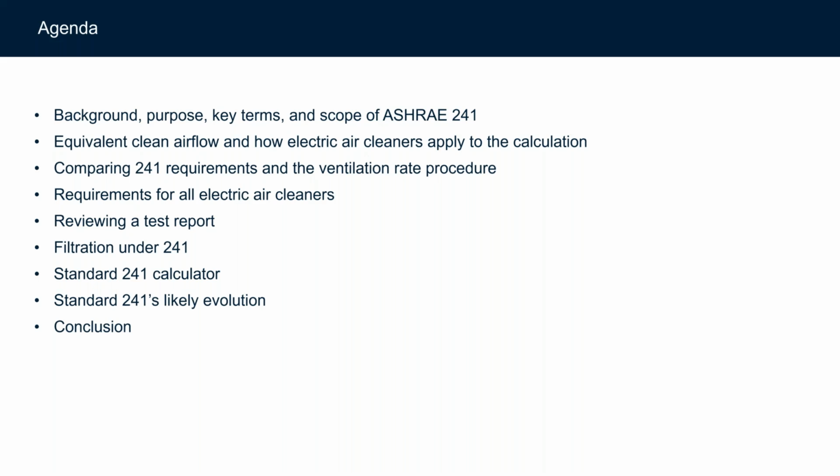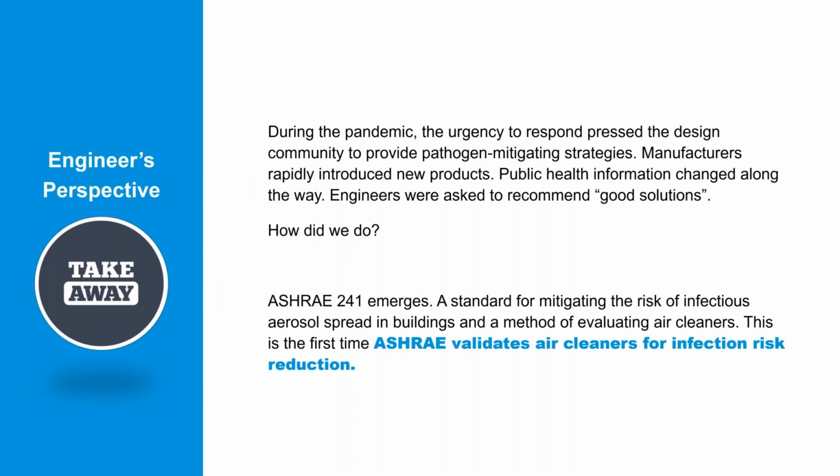Filtration actually does show up in 241, as you would expect. However, there are higher standards required for filtration, and we'll discuss that. Then ASHRAE has done us a favor by putting together a calculator, so I'll show you that. I'll conclude with some commentary at the end. Along the way, there are opportunities for us to stop and think about it. I might open it up for some questions depending on how this works, but we'll address it as we go.